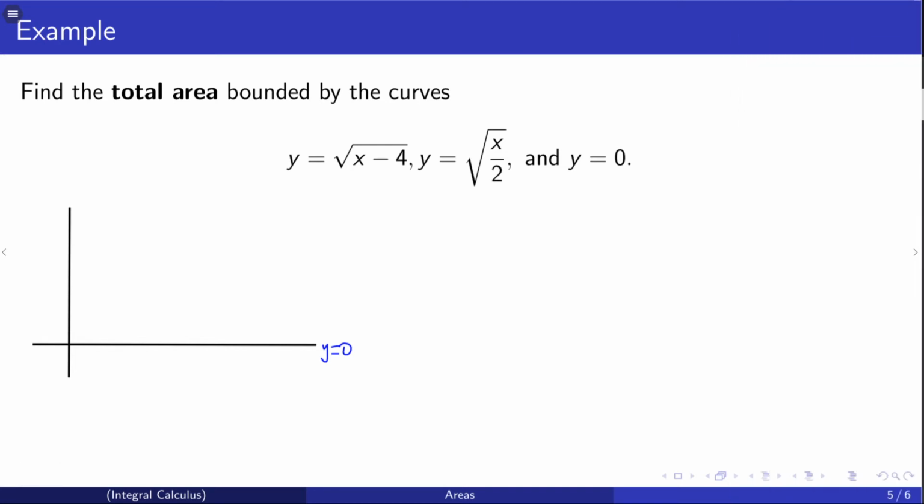y equals square root of x minus 4 is just a square root function, right? But with x minus 4 instead of x. What that means is it's translated 4 units to the right. And y equals square root of x over 2 means, well, it's just a square root function as well, right? But you're compressing it by a factor of 2. So it kind of looks like that.